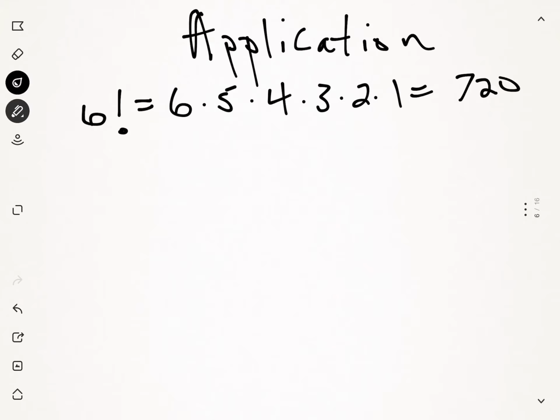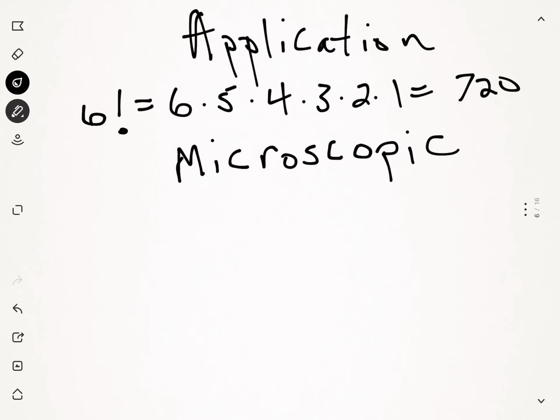So here we have a word, microscopic. We're going to look at the word microscopic. In this word, we want to find out the unique number of arrangements of these letters. So the word microscopic has 11 letters.